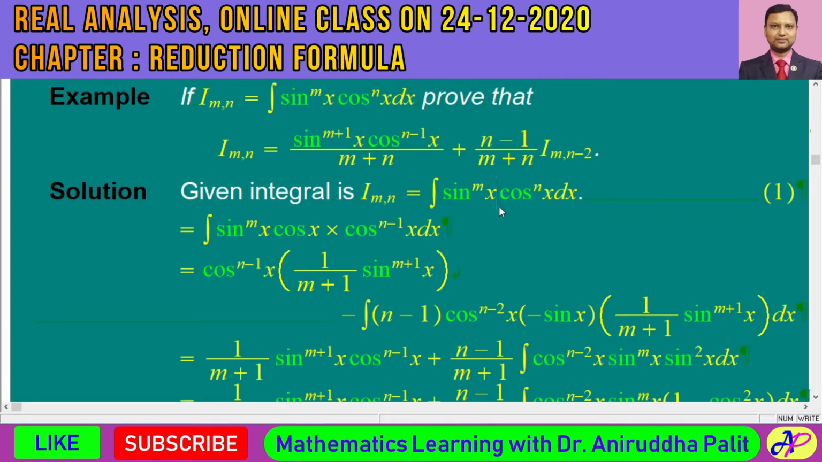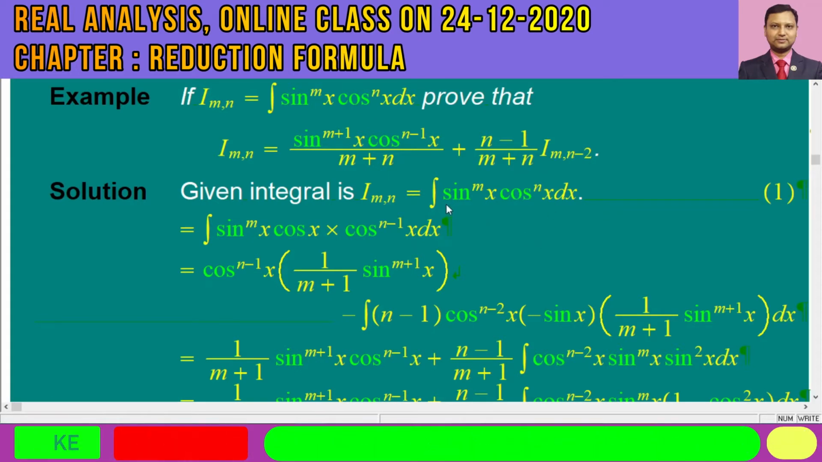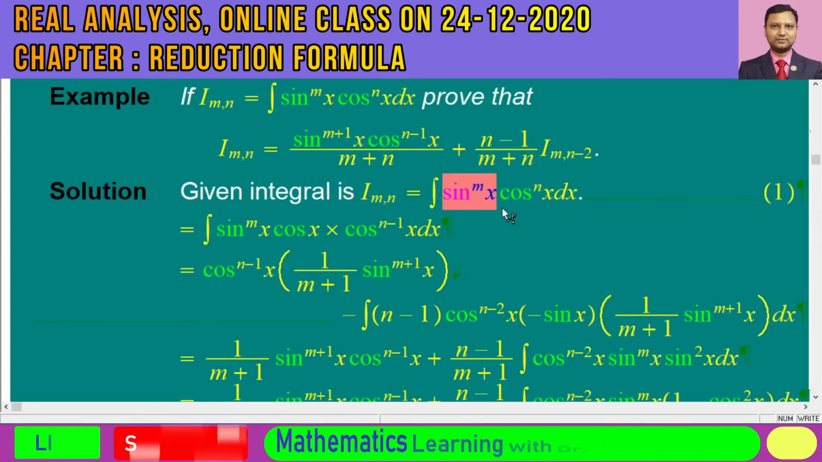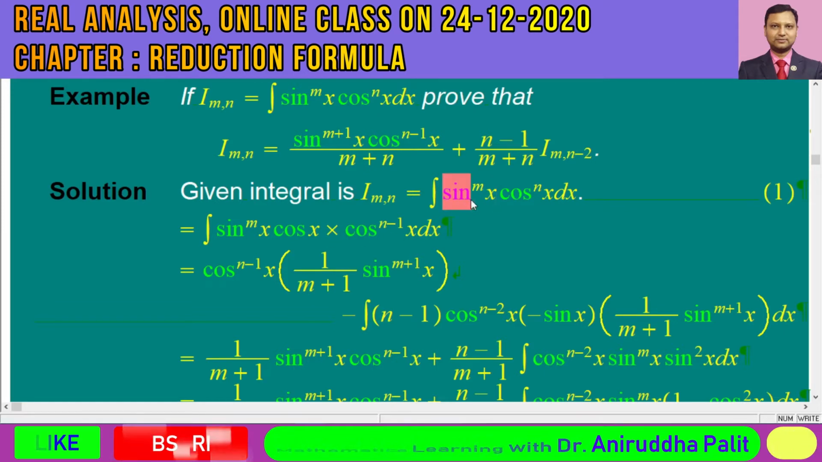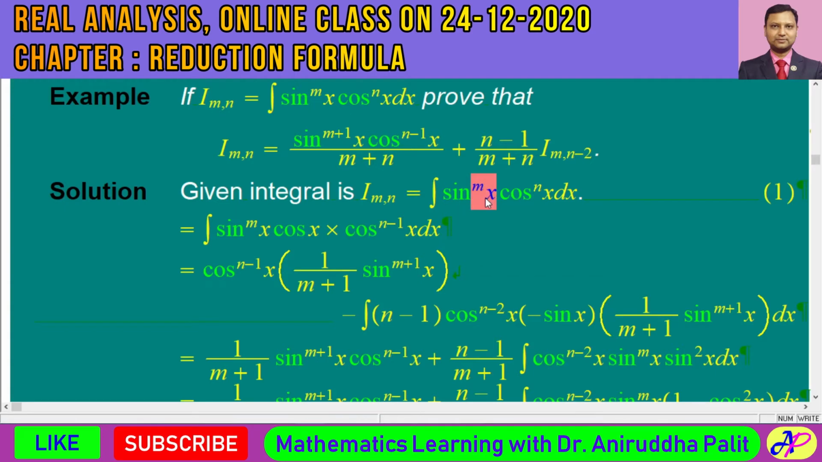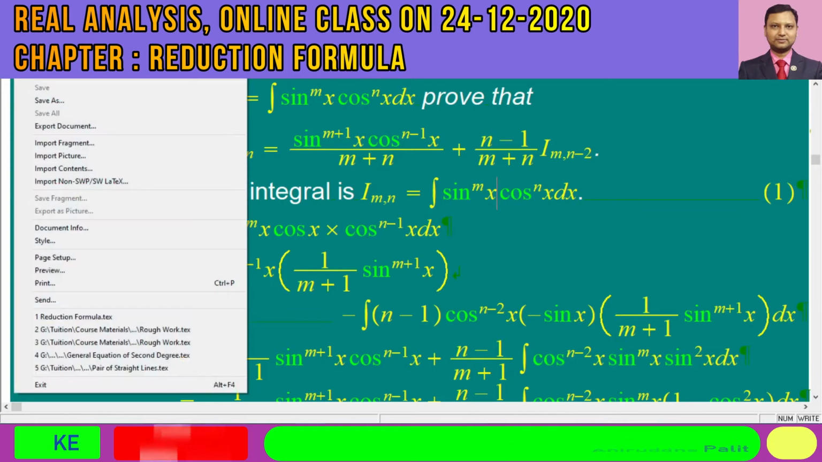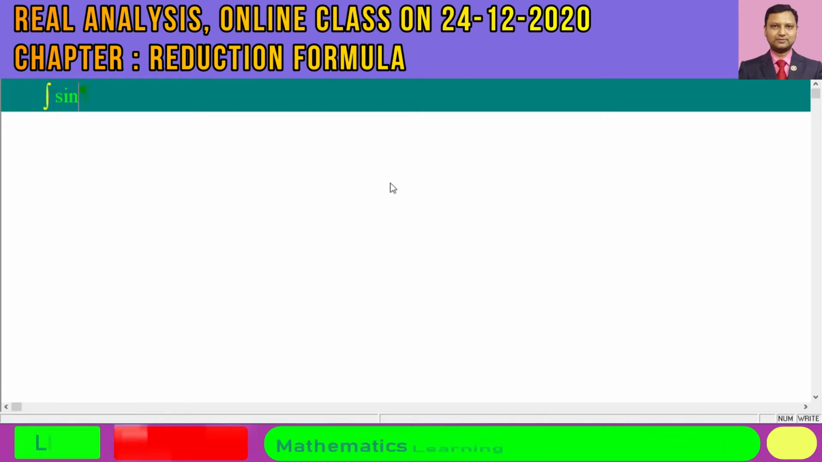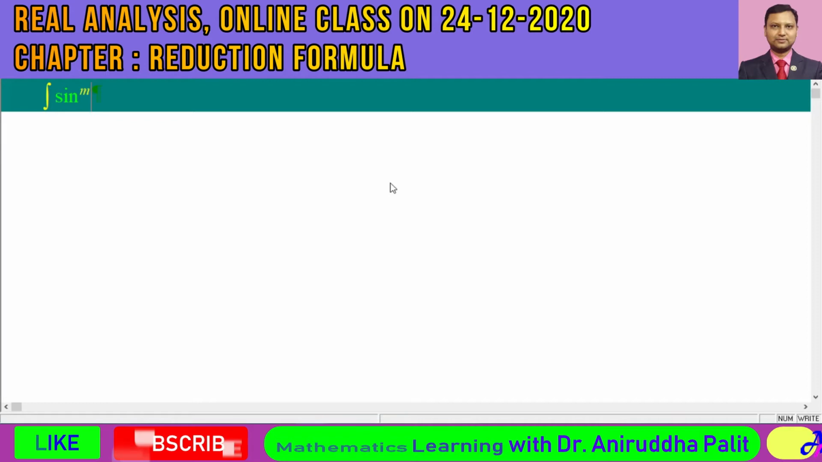Over here we are making a manipulation in such a way that the cos function gets differentiated and the sine function gets integrated. But the problem is that sine to the power of m x cannot be integrated directly. Let me show you a rough computation over here. If we want to integrate the integral of sine to the power of m x dx, this would not be directly possible.